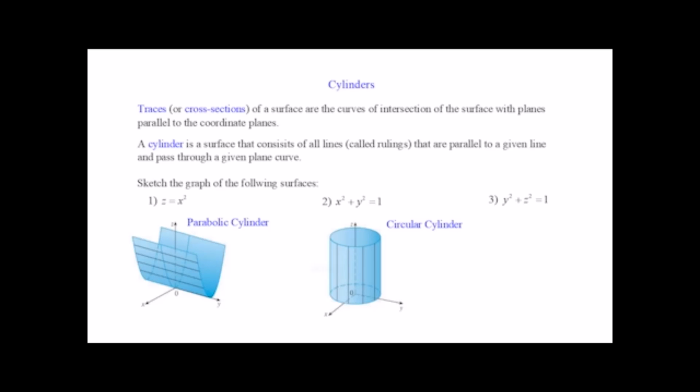Next, equation 3. In this case, the x is missing, and in turn, the surface is a circular cylinder whose axis is the x-axis. Here, the cross-section, or trace in the yz plane, is a circle of radius 1. The surface is created by taking the circle in the yz plane and moving it parallel to the x-axis.